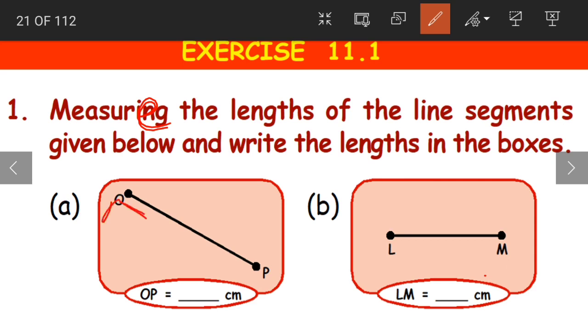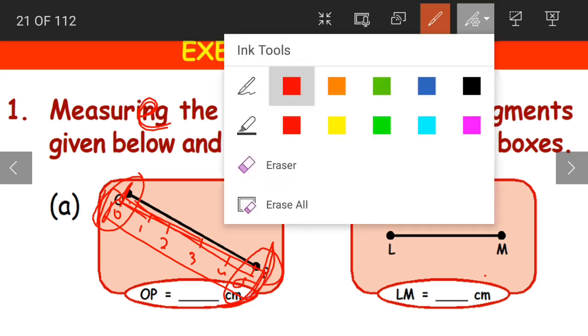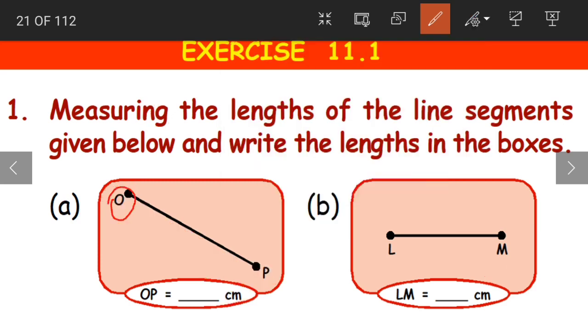See, I'll place my ruler here against the line segment such that one end point is coinciding with 0. Suppose this is 2, 3, 4, 5 centimeters. Now when my one end point is coinciding with 0, I'll have to look for the other end point, that is P here. It is coinciding with the 5 centimeter mark. So the length of the required line segment OP will be equal to 5 centimeters.